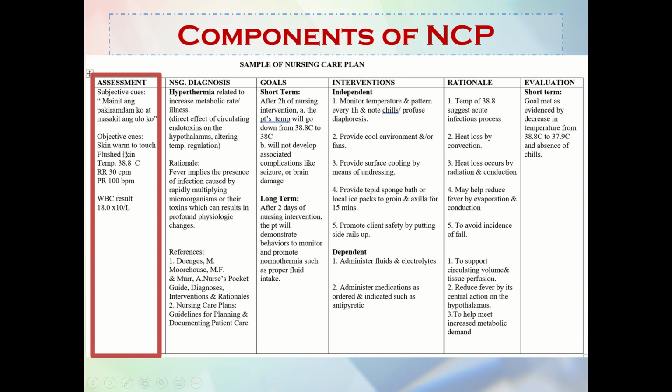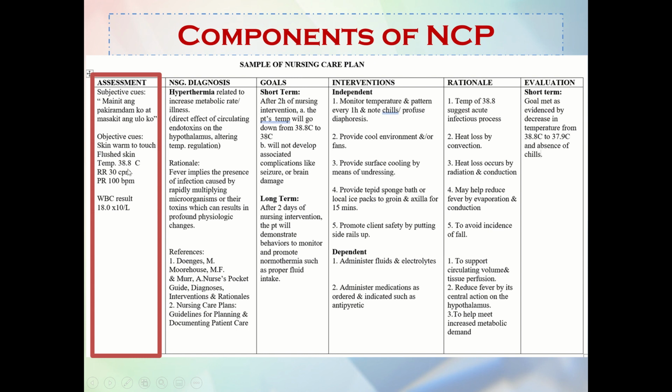Now, for the objective cues, so ito nga yung mga na-measure natin, okay, objectively. So ito rin yung mga na-inspect natin. So examples are skin warm to touch. So for example, nung hinawakan mo yung skin niya, ni patient is mainit nga siya, flush yung kanyang skin, so parang siya ay reddish, tapos mainit, and then when you take the vital signs of the patient, so you got this record.